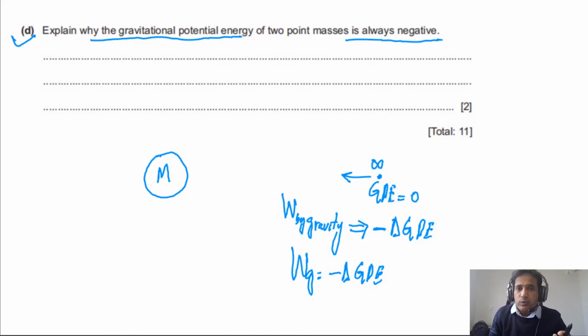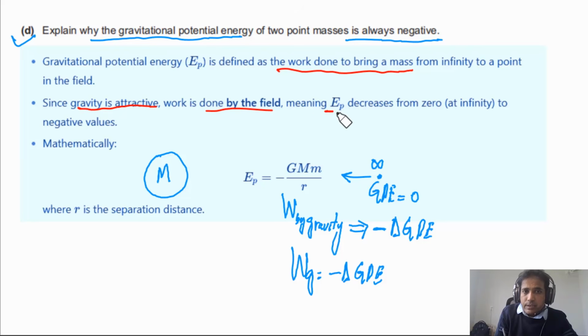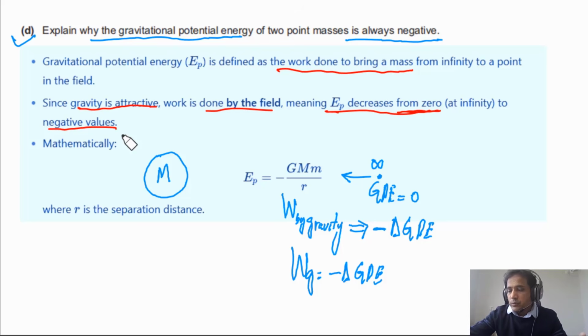Now let me show you how you can write down the answer. So this is how you can write down your answer. You can mention that gravitational potential is defined as the work done to bring a unit mass from infinity to a point in the field. Since gravity is attractive, work is done by the field, meaning GPE decreases from 0 to negative values. So this is how you need to answer.